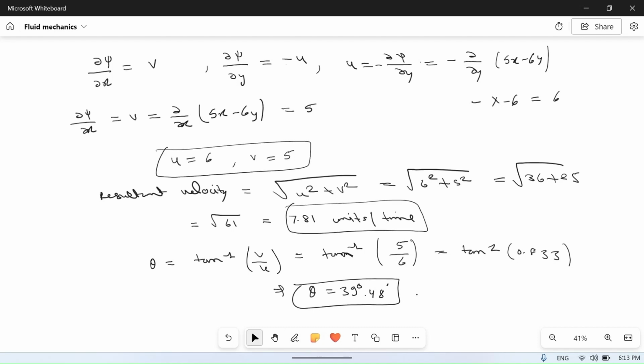One thing you have to remember is that it was asked at any point, so there is no value of x and y here, and the velocity is constant at all the points. That's why we could calculate easily. If u and v were functions of x and y, then the velocity would be different at different points, but here the velocity is constant at all the points.